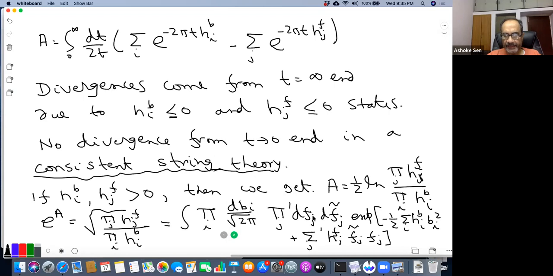Okay. So this is just an identity, right? I have just rewritten this as an integral. And these factors of square root of 2 pi, etc., are going to be important because you are trying to get this e to the A without any normalization ambiguity. So this is an identity, and this is what we are going to use.